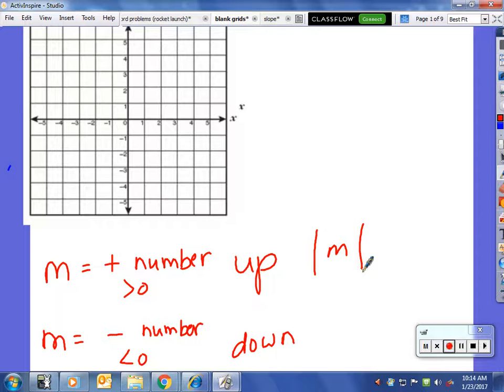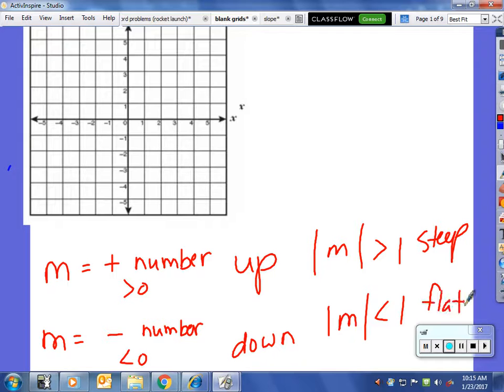Okay, the actual value of the slope with the sign taken off of it, if it's bigger than 1, that's when you're going to be steep. If you look at slope and take the sign off of it, if it's less than 1, that's when you are considered more on the flat side.